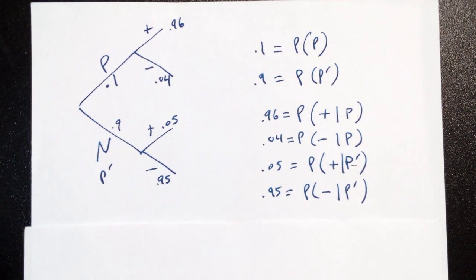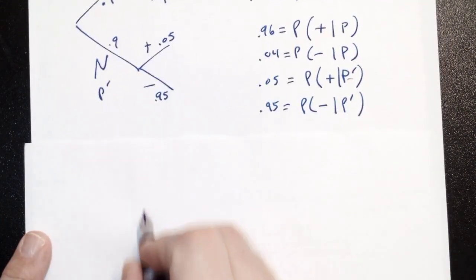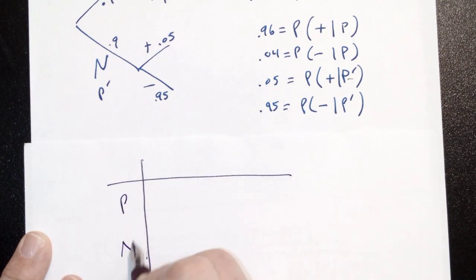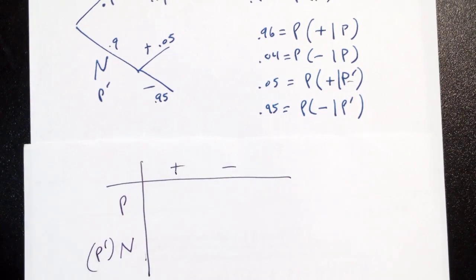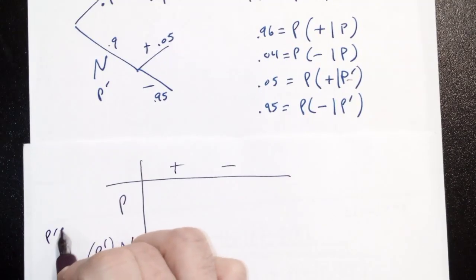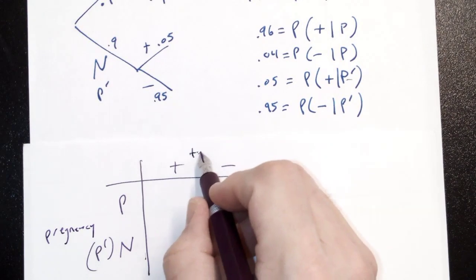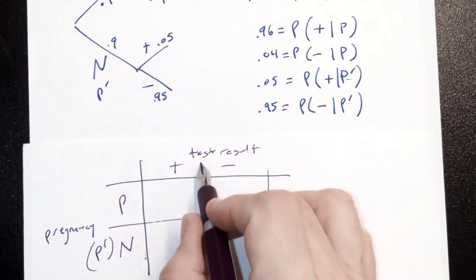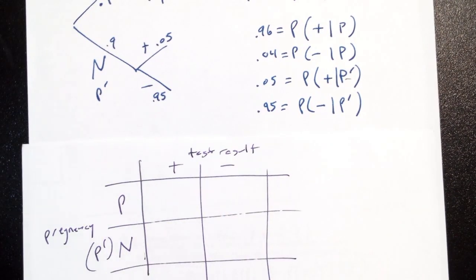I really only have two options for each row or column. My person is either pregnant or not. The test is either positive or negative. So I'm going to make a grid this way: pregnant or not pregnant, which we call P prime, and then a positive or a not positive. So this is pregnancy, and this is the test result. Now I need to fill in those four boxes.